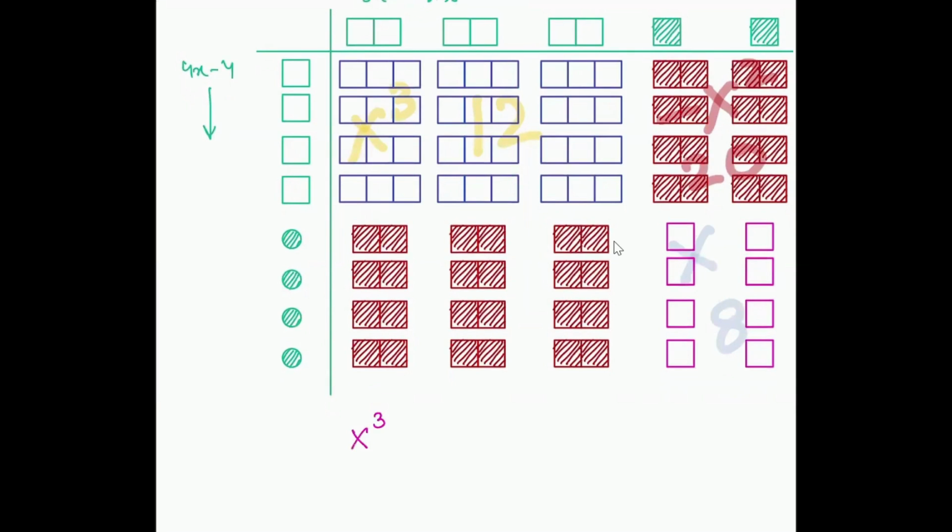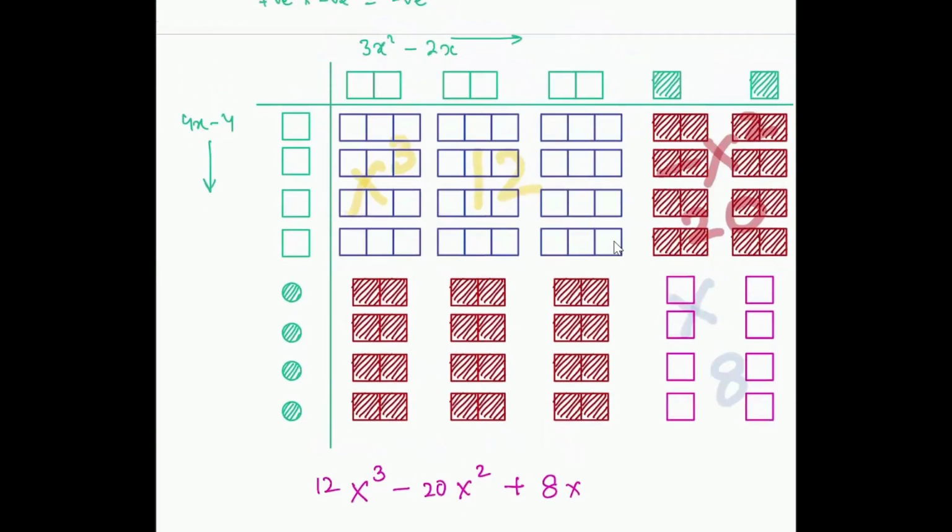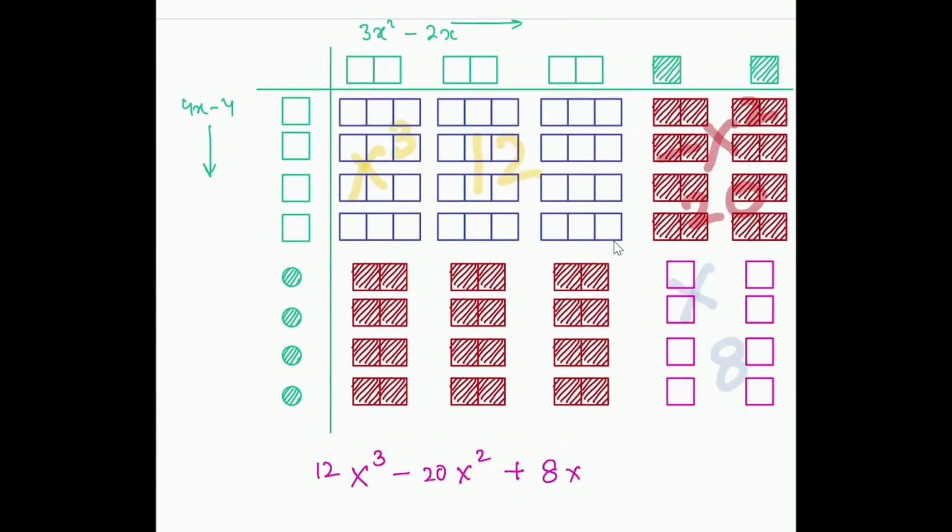So we have x cube, we have negative x square, and x. We count them and substitute how many of these there are. So this is our final answer for the multiplication of the 2 binomials that we took. So similarly, this can be extended to any kind of multiplication of polynomials. Thank you.